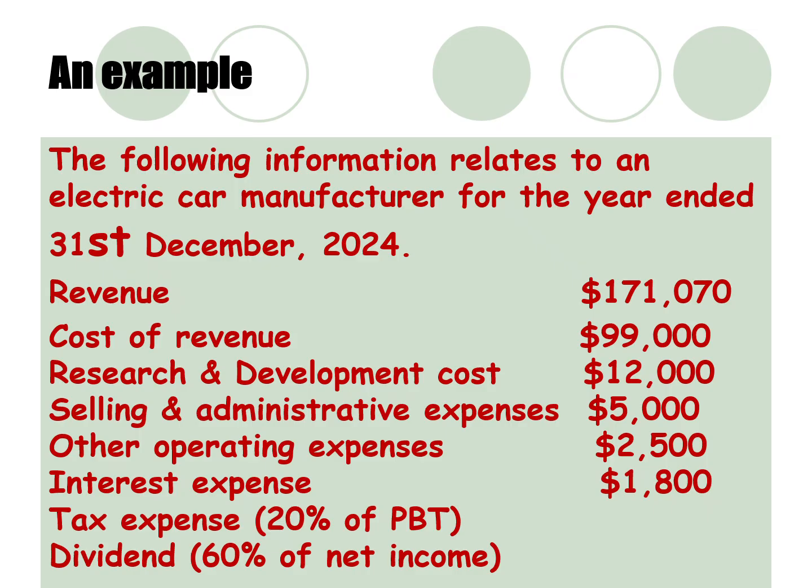Selling and administrative expenses, $5,000. Other operating expenses, $2,500. Interest expense, $1,800. Tax expense, 20% of PBT, profit before tax. Dividend, 60% of net income, or PAT, profit after tax.